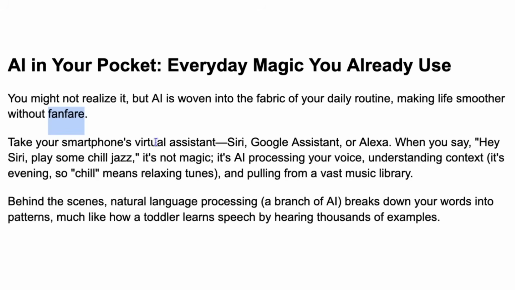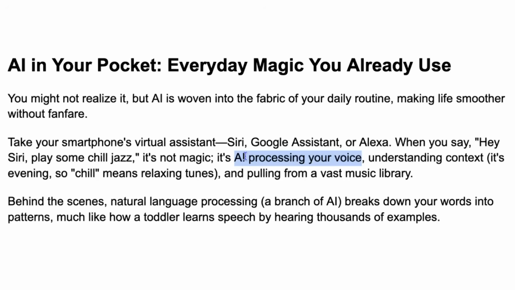So as an example, your virtual assistant in your smartphone. So let's say Siri, if you have an iPhone, Google Assistant, or Alexa if you use Amazon products. So when you say, hey Siri, play some chill jazz, it's not magic that is going to get responded to you. It's AI that processes your voice because, for example, when you buy an iPhone, you have to train the Siri application in your iPhone to recognize your voice only, so that if somebody else came out and said, hey Siri, open my bank account, then it won't actually open up the bank app for you.